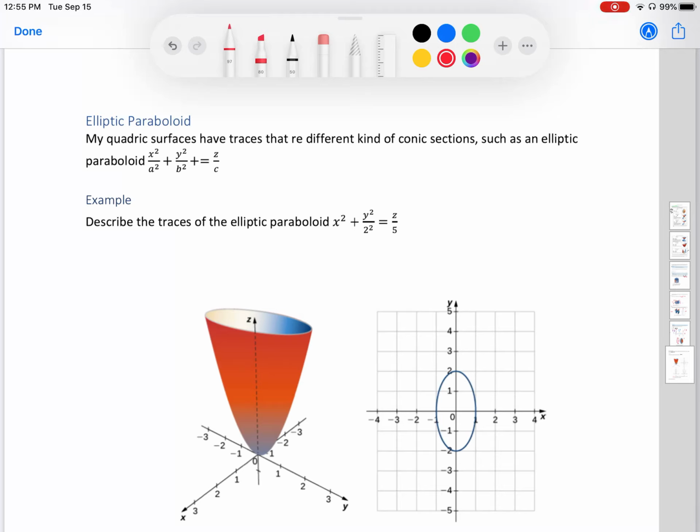If we look at this, it's made up of an ellipse. Right here we have an ellipse, but it's made up of 2 different parabolas. We have this wider parabola here, but if you were to turn it over, we have this skinny front of the parabola here.